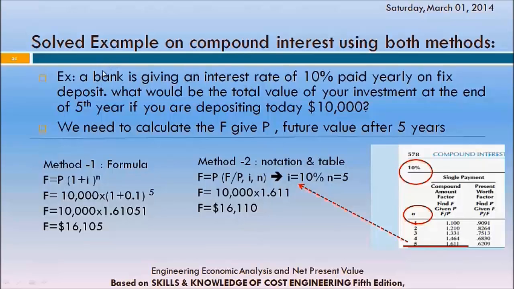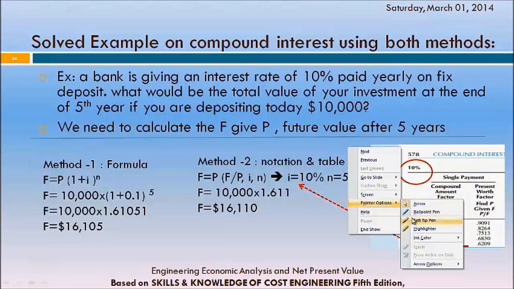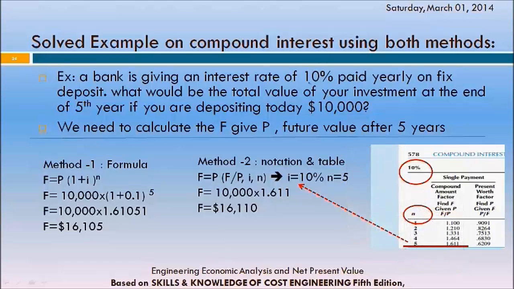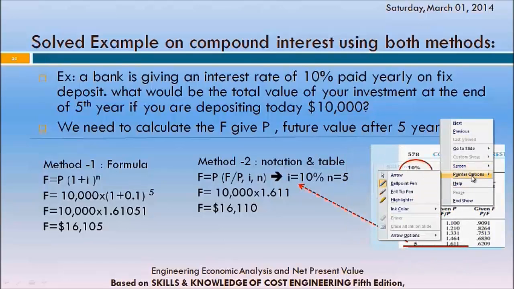Now we are going to solve some examples based on compound interest, and we're going to do it for 5 years. So we have a single payment, compound interest single payment. Let's read the example first. A bank is giving an interest rate of 10% paid yearly on a fixed deposit. What would be the total value of your investment at the end of the 5th year if you are depositing $10,000 today?